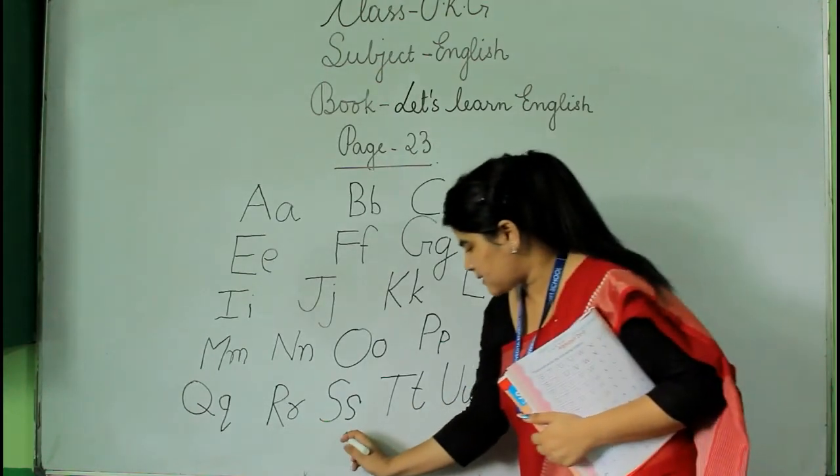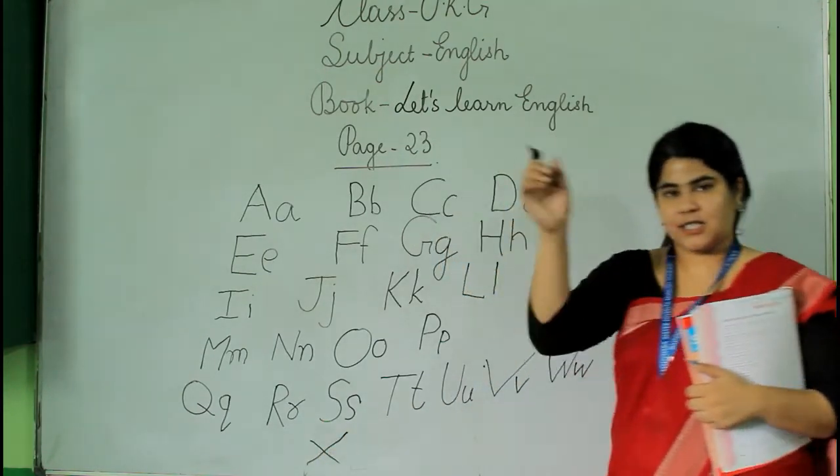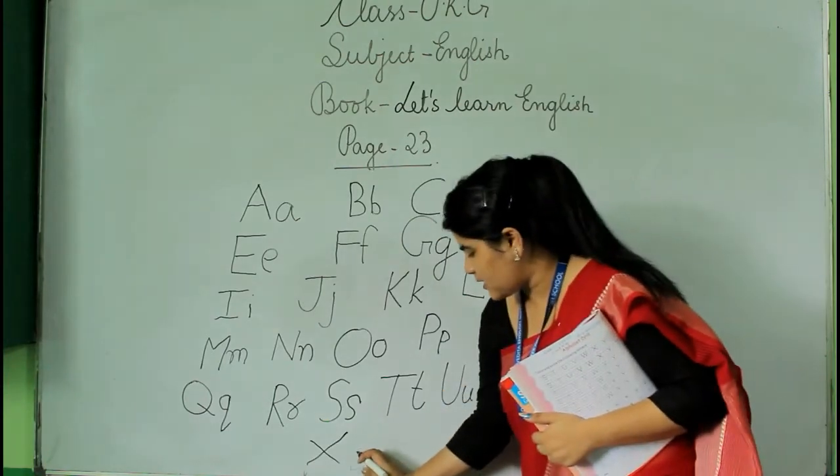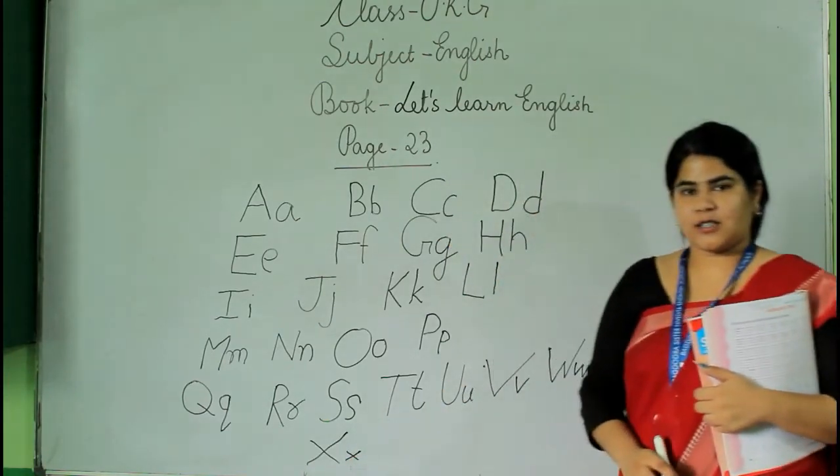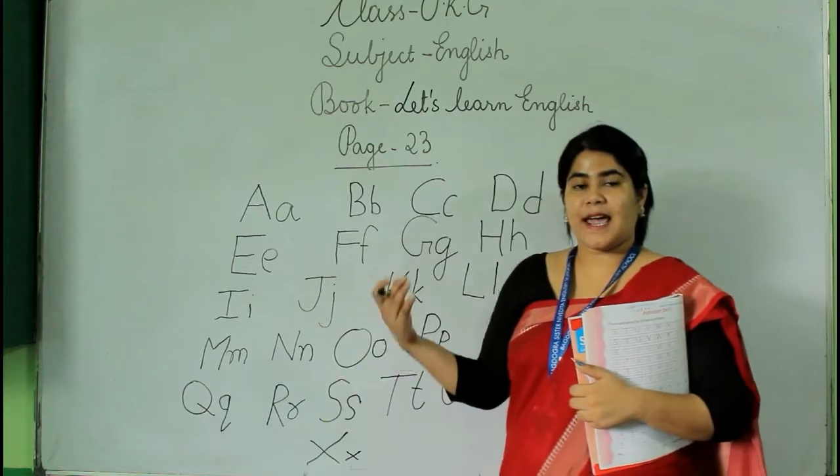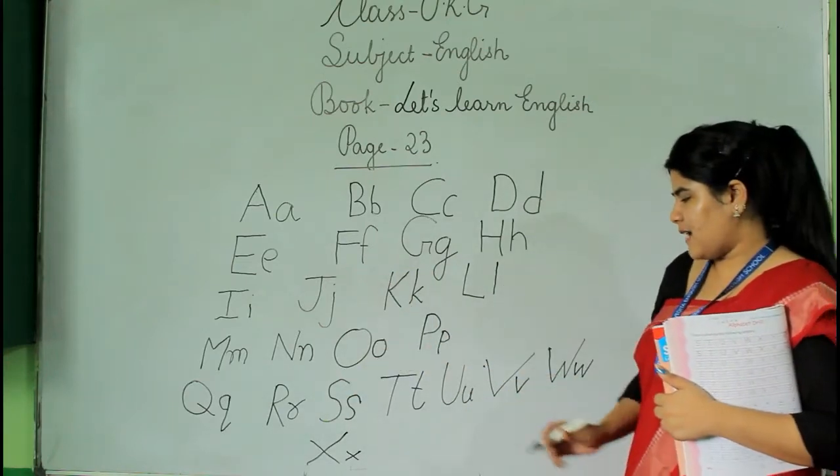It is X. See, so easy, just a cross. And for small letter also, in this way, a cross, okay? X is for X-tree, X is for xylophone, alright?